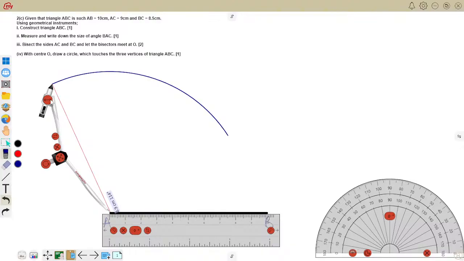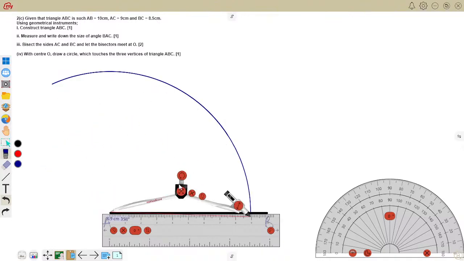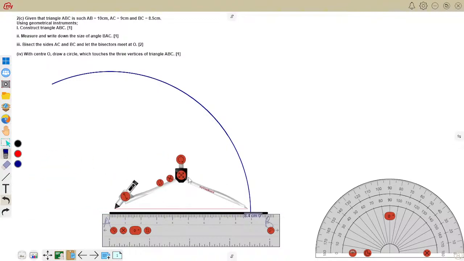Once I've done that, the next thing I can do is bring the compass and measure 8.5. So this was 9, so I'll bring it to 8.5. I hope we are able to see that it is 8.5. Now I'll change the arm and put it on point B.